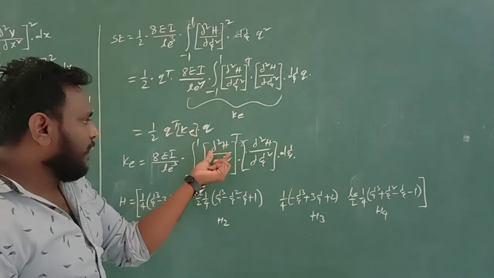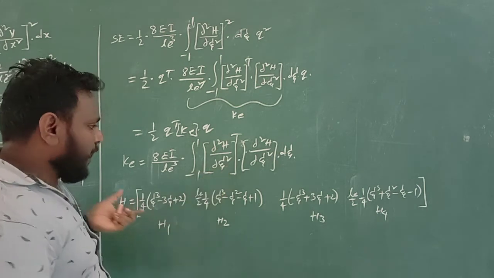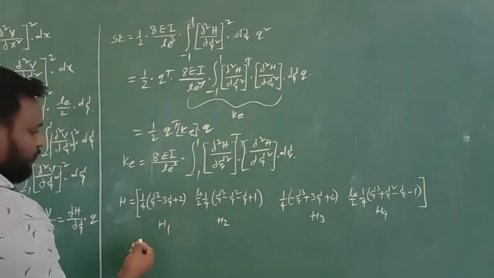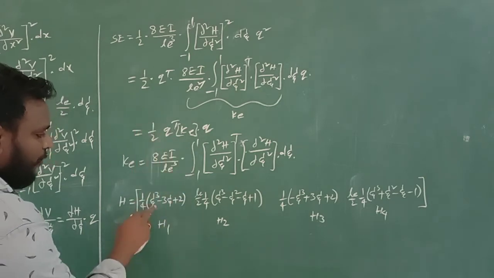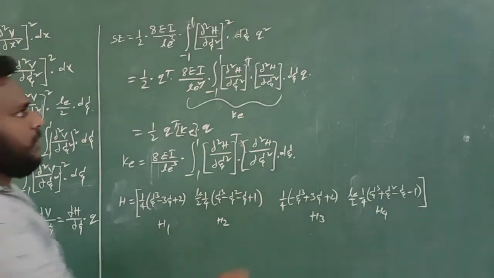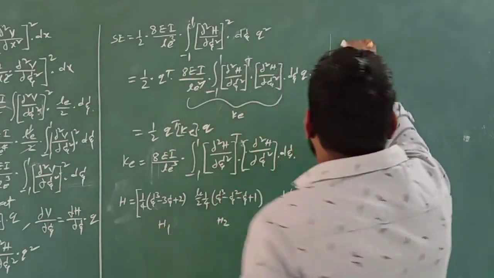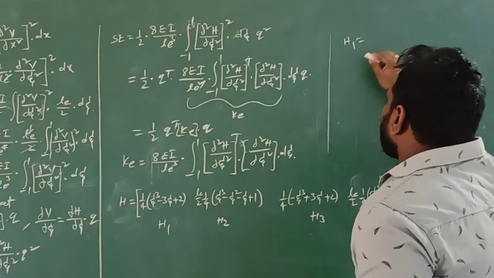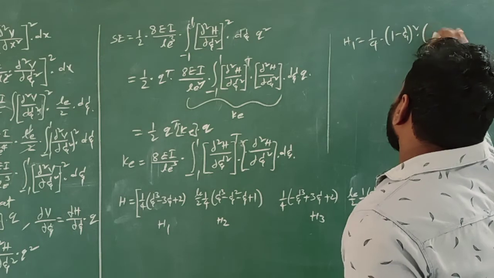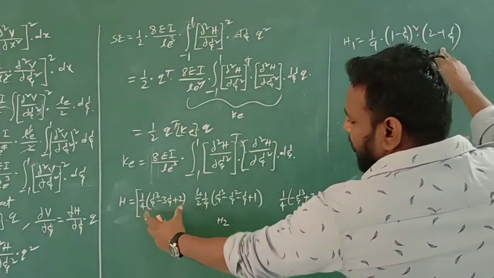Because the differentiation is needed here, I am taking the small Hermite shape functions. I write this equation as (1 minus j) whole square into (2 plus j). We already covered the Hermite shape function in an earlier video: h1 is equal to 1 by 4 into (1 minus j) whole square into (2 plus j).